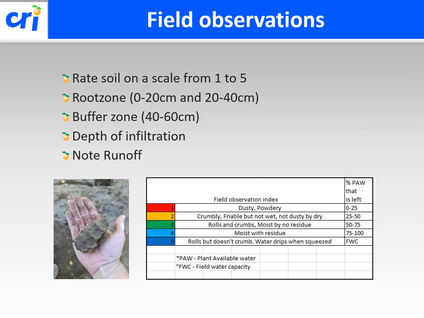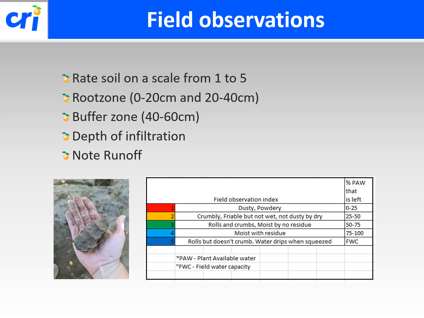During the field observations, rate the soil moisture as described in the table from 1 to 5, 1 being bone dry and 5 being very wet. Make observations at 20 cm depth intervals, 0 to 20 cm, 20 to 40 cm, and 40 to 60 cm. Note the depth of infiltration and if runoff occurred. This can be done via soil auger if the root distribution has been captured in the past. Important to also note the date and time of observation so that it can be correlated with probe data. Try to make your field observations at the beginning of a week or before the start of an irrigation cycle.